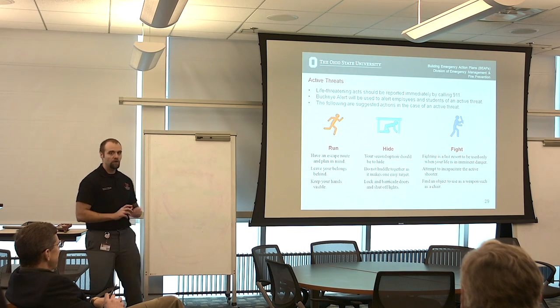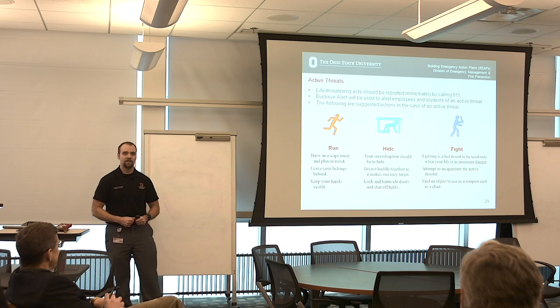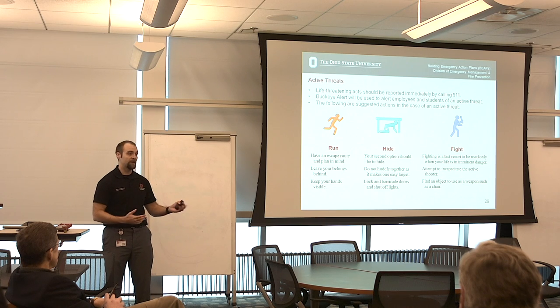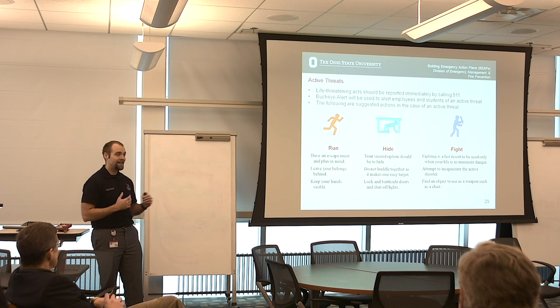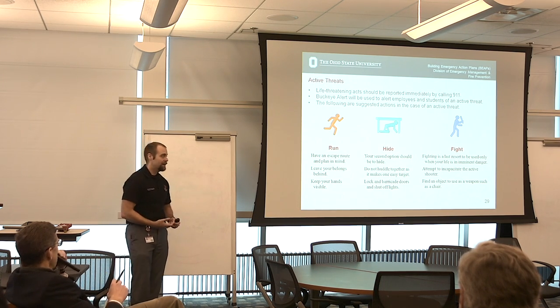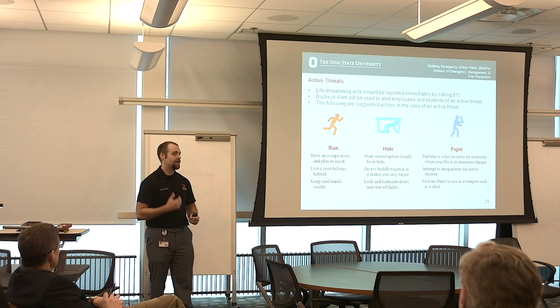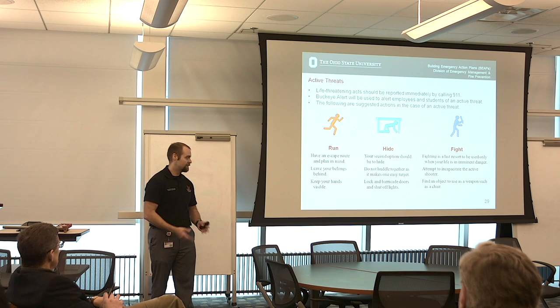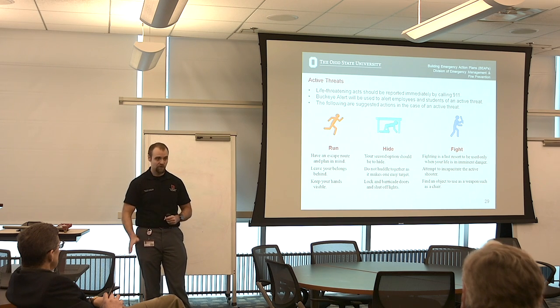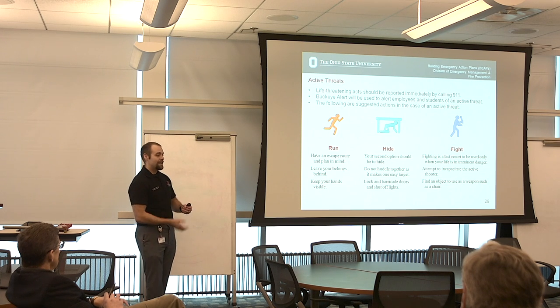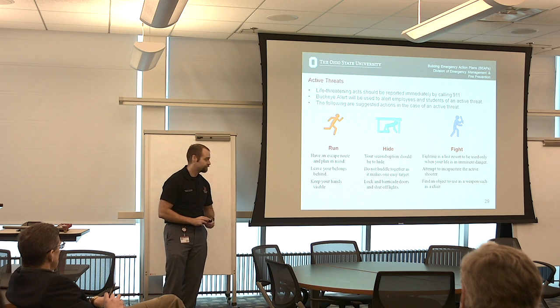So we use the run, hide, fight method. Basically, that's not just you shall run, then you shall hide, then you shall fight. It's basically what the given scenario is giving you. If I can get away, I'm going to run. If I can't get away, I'm going to hide and secure myself where I'm at. If it's do or die, and the person is coming into my space, I will fight by whatever means necessary. That's your last resort. I'm not going to go find this person. If that person confronts you, then you confront them.